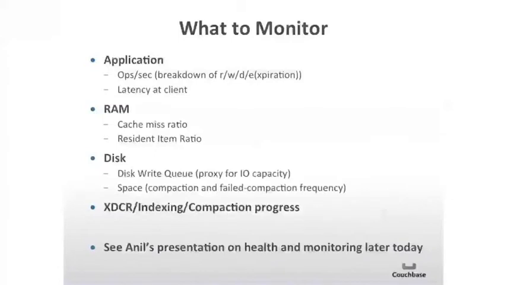So these are some of the introduction of some very high-level statistics that make the most sense to monitor. Like I said, Anil's presentation later on today will go into much more depth. But you want to have an idea of what your application is doing. What are the operations per second, the reads, writes, deletes, how much expiration is going on, and have an idea of what the latency back to your application is. Couchbase should be responding in less than 1 millisecond on a gigabit Ethernet network, up to about 2 milliseconds in Amazon. If your network is adding more and more latency, that's going to increase the latency back to your client.